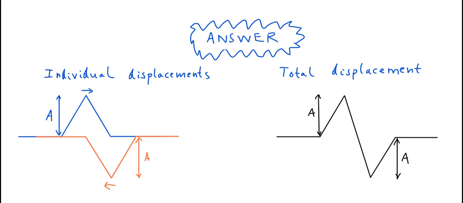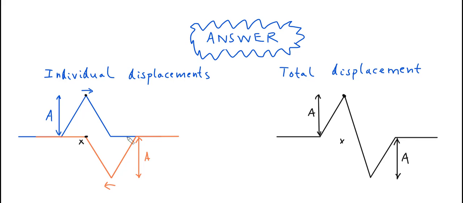Alright, so it turns out that the total displacement would look like that. Now how do we know that? Well, again, we know that at this point here, call it x, if the displacement of this one is 0, then we're just going to add that to a displacement of a. So that gives us this point over here. Okay, so that's point x.